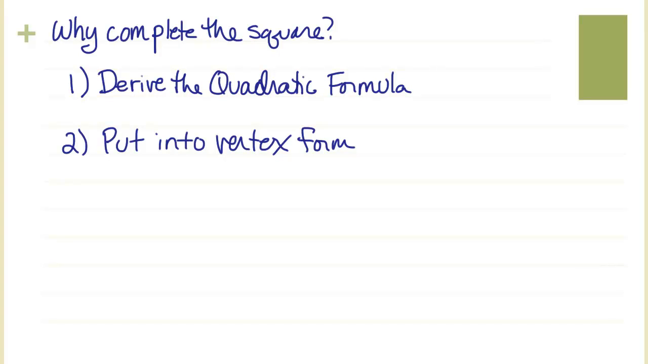Because sometimes you don't care about the x-intercepts. Sometimes when you have a quadratic equation, what you really care about is the vertex. And yeah, you could find it by doing other things, but let's see how we can use completing the square to find vertex form.